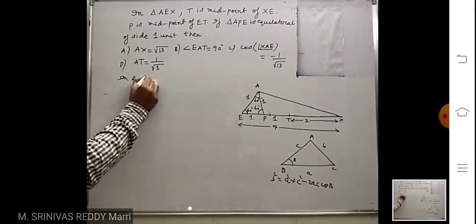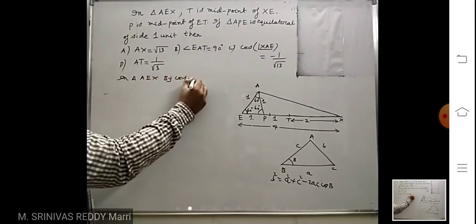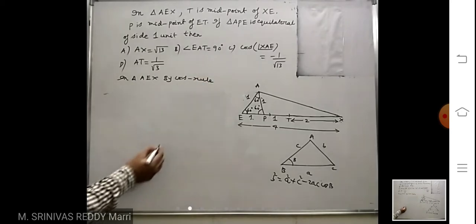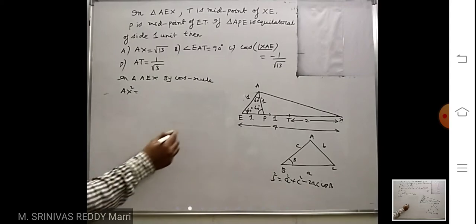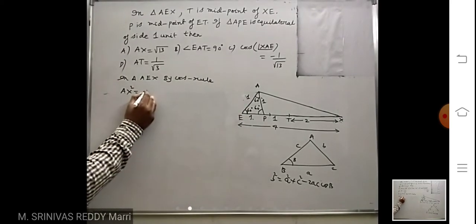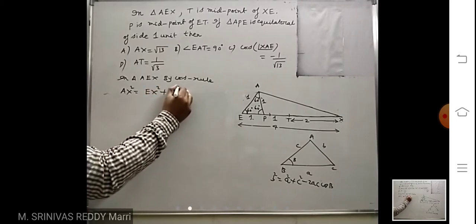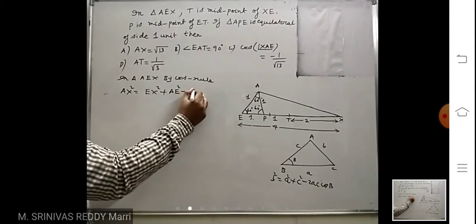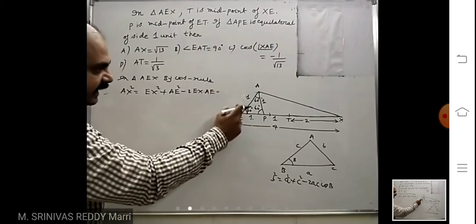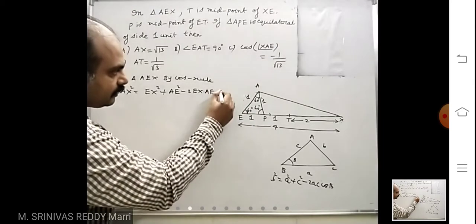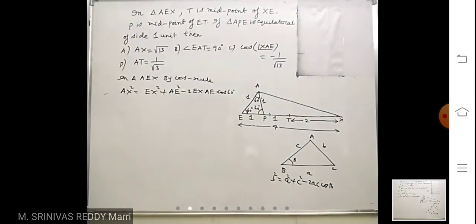Similarly, here in triangle AEX, by cosine rule, the third side: AX square equals, look here, EX square plus AE square minus 2 into the product EX into AE into cos of the angle between these two sides. What is the angle between these two sides? Cos 60 degree.